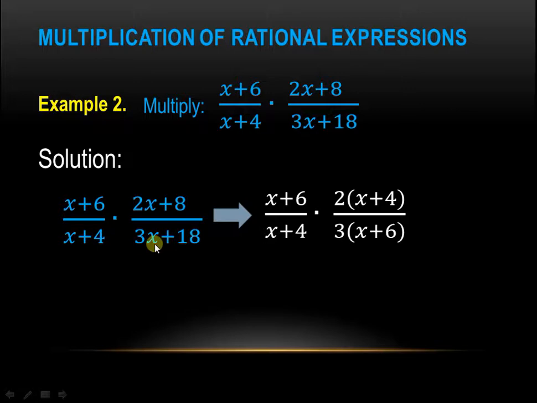And this one I could factor by 3. Now take a look closely. Can we cancel anything? Yes, we can cancel this and this one, and this and this one. So what's left now is just 2 over 3.